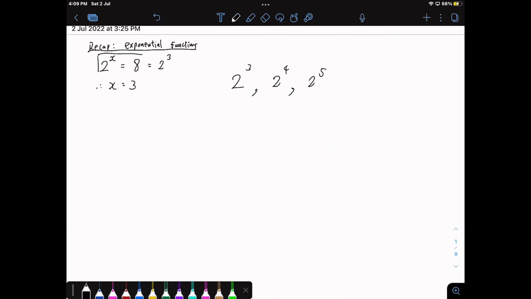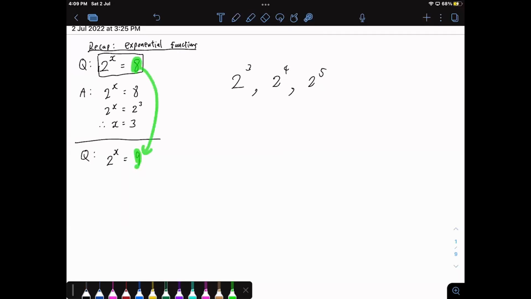We started off with 2 power x equals 8. I copy the question first, then I rewrite my 8 as 2 cubed. Comparing the power, I get x equals 3. But now, let's say I change my question. 2 to the power of x equals 9. I change my 8 to 9. Would you expect your x value to stay as 3?